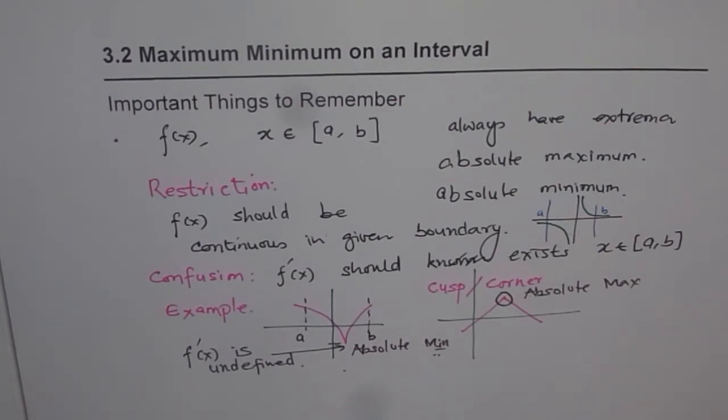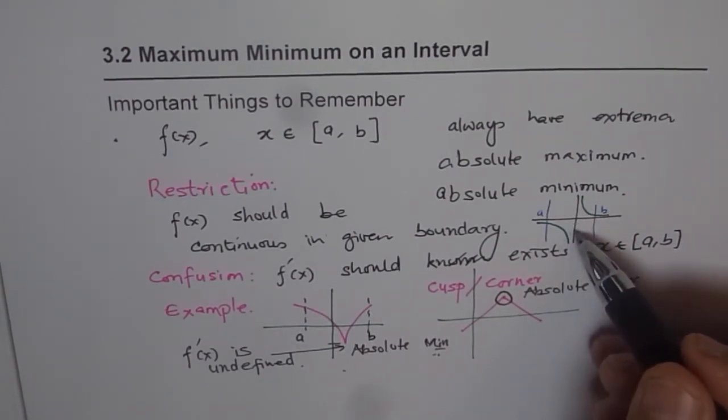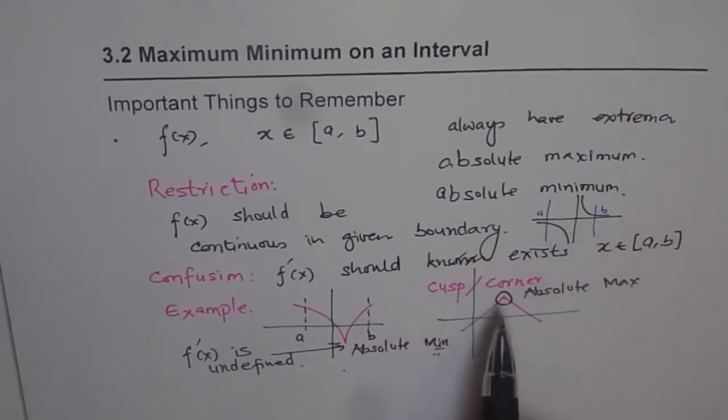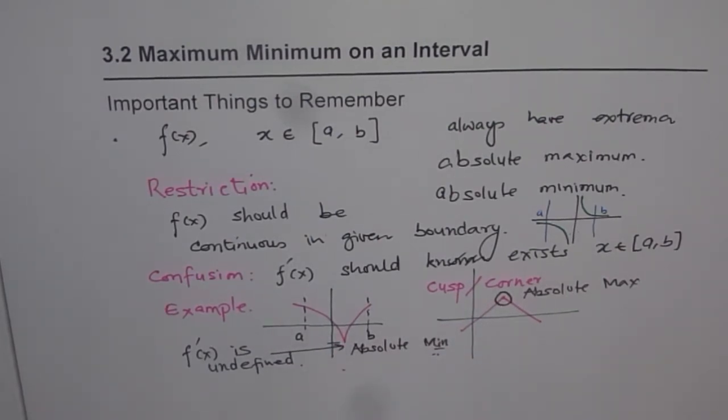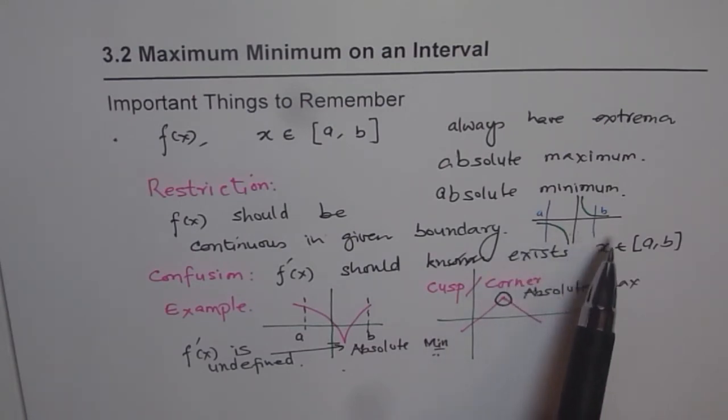So whenever you have a function which is discontinuous, of course, your derivative will also not be possible to find at x equals 0, right? But by saying that you can't find the derivative at 0, we are actually eliminating such cases where a cusp and corner could be there. So I hope you get the point. For us, the better restriction here is that the function should be continuous within the given restricted domain. If it is not continuous within the restricted domain, then we cannot find absolute maximum or minimum, right? That is what you take from here.